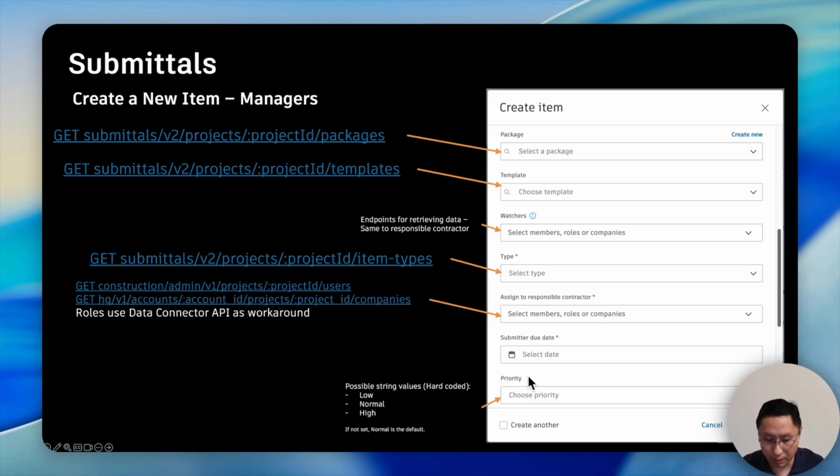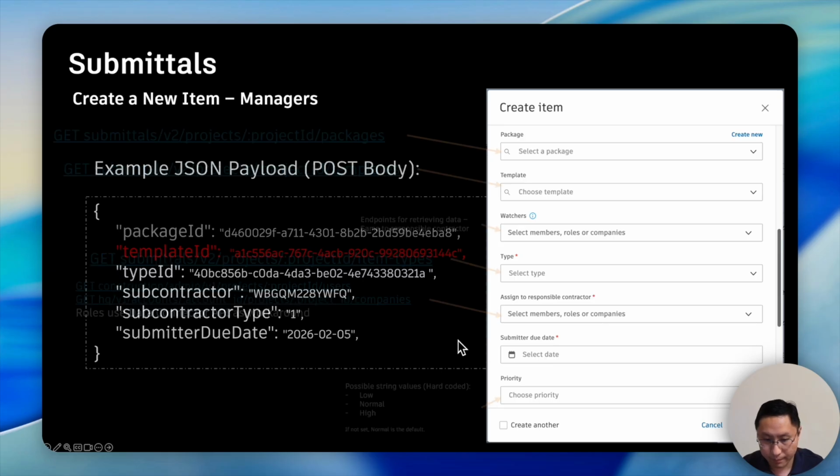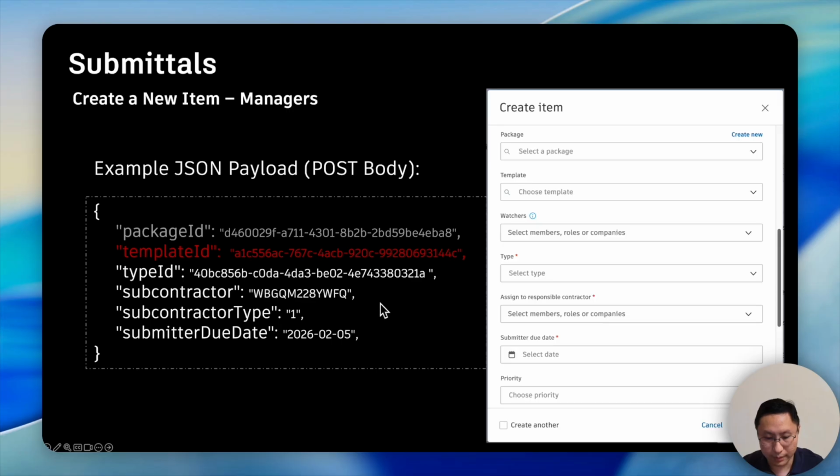And we can set the priority for this item, but the list values are hard-coded. So when we specify the value, we need to use these hard-coded string values: low, normal, and high. If we don't set any, it will use normal as default. Here's the example post body. We only show the required fields in white color.